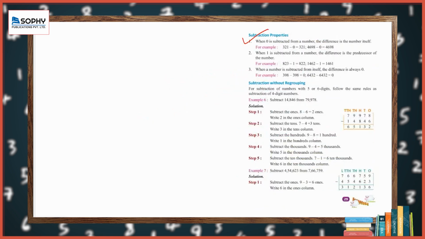Now let's look at the subtraction properties, students. In the first part, when 0 is subtracted from a number, the difference is the number itself. For example, when we subtract 0 from a number, the answer we get is the number itself. In the next one, when 1 is subtracted from a number, the difference is the predecessor of the number. For example, 823 minus 1 is 822, students, and here we get 1461, which is the predecessor of that number. In the next one, when a number is subtracted from itself, the difference is always 0. So when we subtract a number from that same number, the answer is always 0, students.